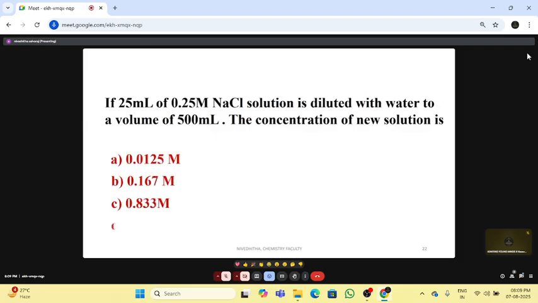Here is the problem. Kana, if 25 ml of 0.25 molar sodium chloride solution is diluted with water to a volume of 500 ml, the concentration of the new solution is dash. So here the problem is related to dilution, and they're asking us to calculate the concentration of the new solution. You have all the data, Kana. Please calculate and let me know.